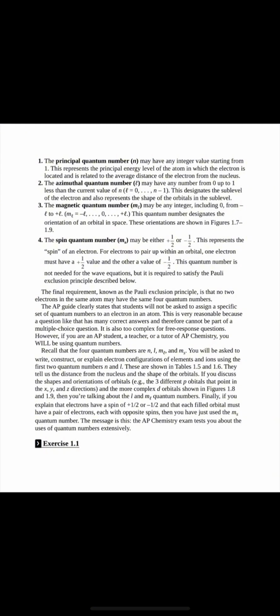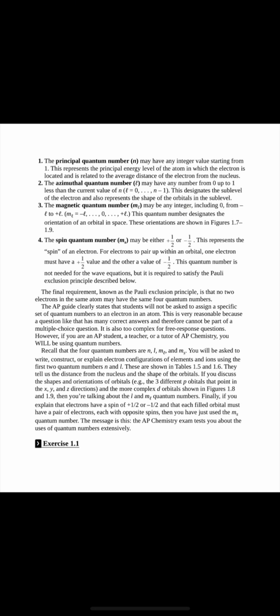2. The azimuthal quantum number, L, may have any number from 0 up to 1 less than the current value of n. L equals 0 to n minus 1. This designates the sublevel of the electron and also represents the shape of the orbitals in the sublevel.